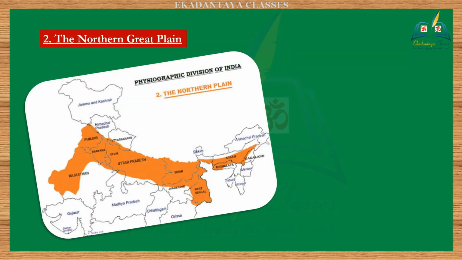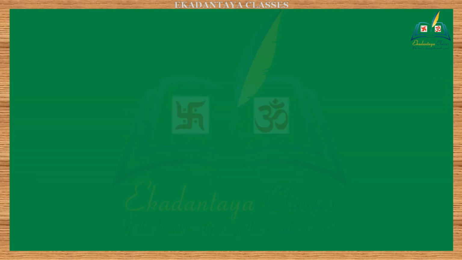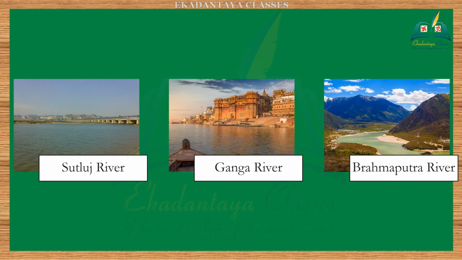2. The Northern Great Plain. It lies between the Himalayas and the Peninsular Plateau of India. It is formed by the depositional work of 3 river systems, namely the Indus, the Ganga and the Brahmaputra. It is the largest alluvial soil tract in the world, extending east to west, a length of 2,500 kilometers. Its average width varies from 240 to 340 kilometers. It covers an area of about 7 lakh square kilometers.